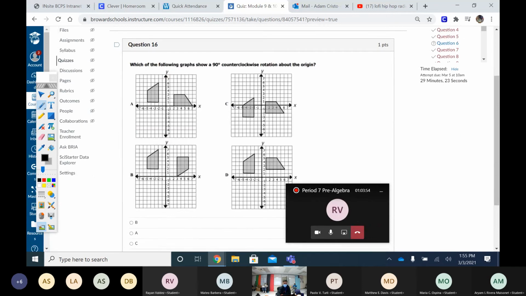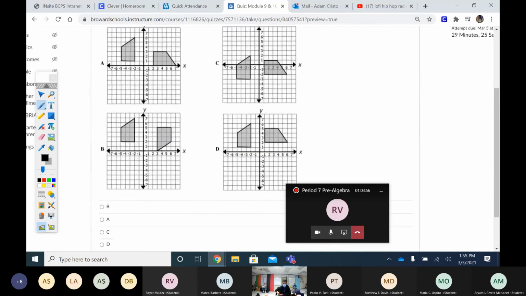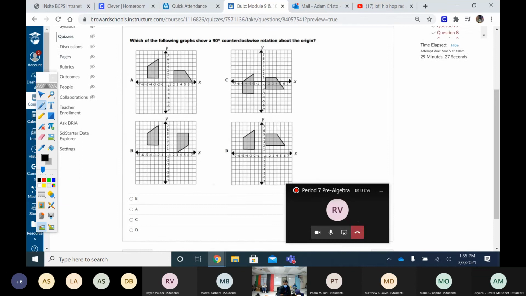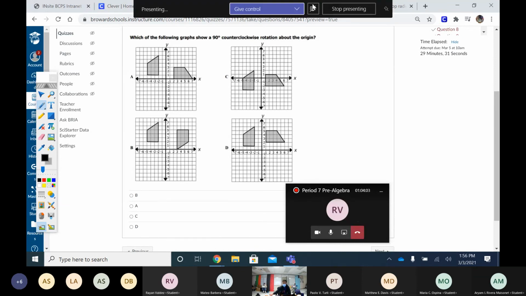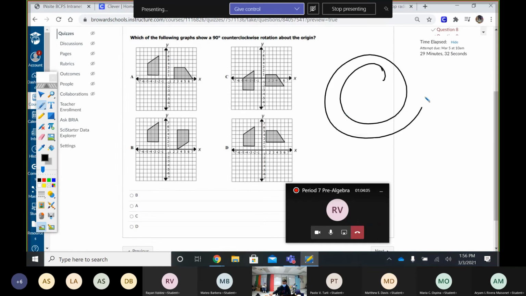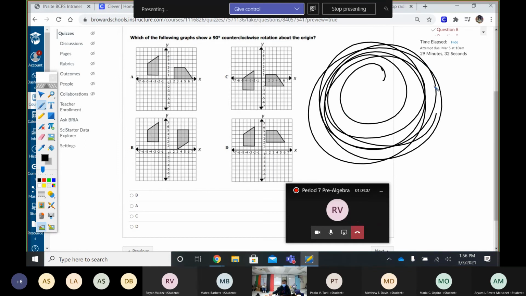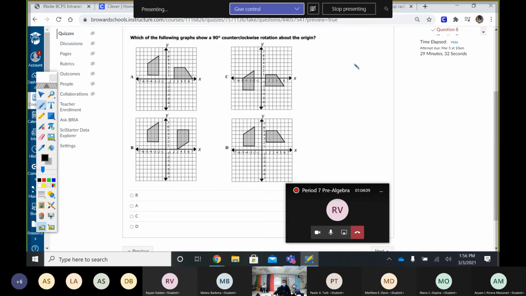This one was pretty hard, I'm not gonna lie to you. Remember, oh, sorry, it wants a 90 counter. A 90 counter. Remember, a clock does not go like this. This is counterclockwise. It goes the other way. What do you mean the other way? Counterclockwise, like it goes the other way the clock goes.